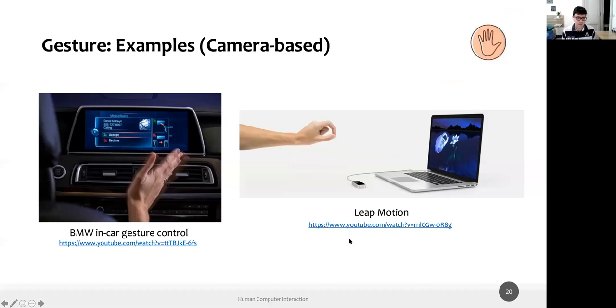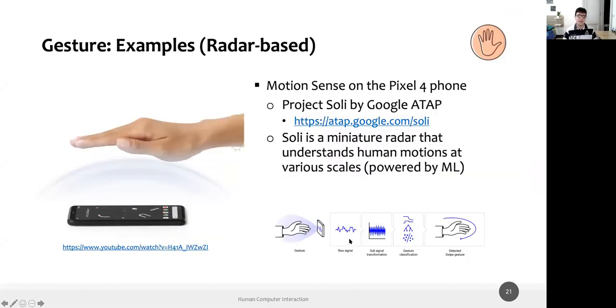I have seen the other message in the chat, but I'm going to discuss it in the next slides, because these are camera-based gestures. There are other examples of gesture that are not camera-based, like, as reported in the chat, the radar sensor in the Pixel 4. In the Pixel 4 it is called Motion Sense, but it started a few years ago as a research project, and in part still is, called Project Soli. You still have a website here.